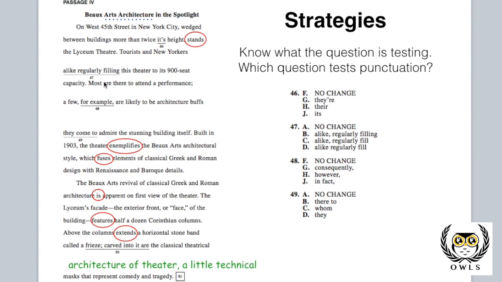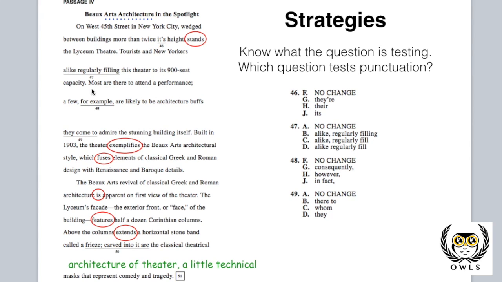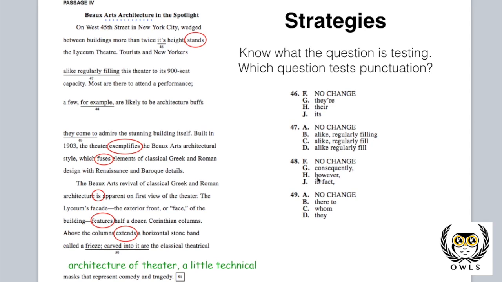A few are there to attend. Most are there to attend a performance. A few, however, are likely to be architecture buffs. That one sounds good, but just in case, in fact, again, goes in the same direction, and so the only answer choice that makes sense here is H.